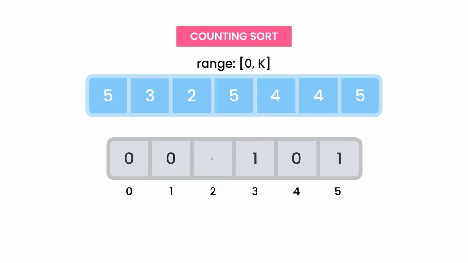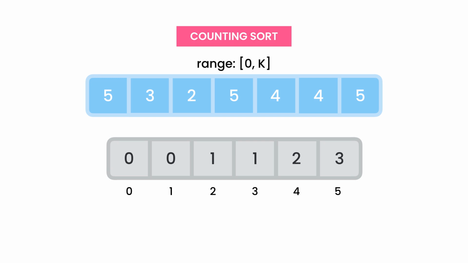Next, we read 2 and update the count. The next number is 5 again, so we update the counts array accordingly. Next, we have a 4, so we update the counts array. We have another 4. And finally, we have one more 5, so we set the count to 3. Our counts array is ready.